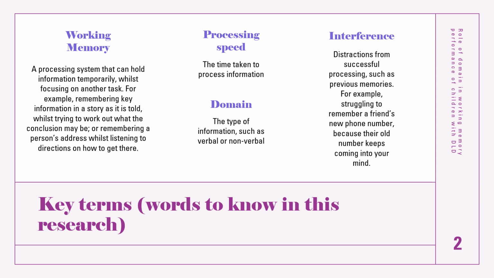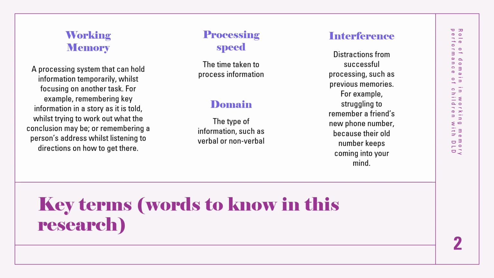Key terms in this research summary. Working memory, a processing system that can hold information temporarily whilst focusing on another task. For example, remembering key information in a story as it is told, whilst trying to work out what the conclusion may be. Remembering a person's address whilst listening to directions on how to get there.